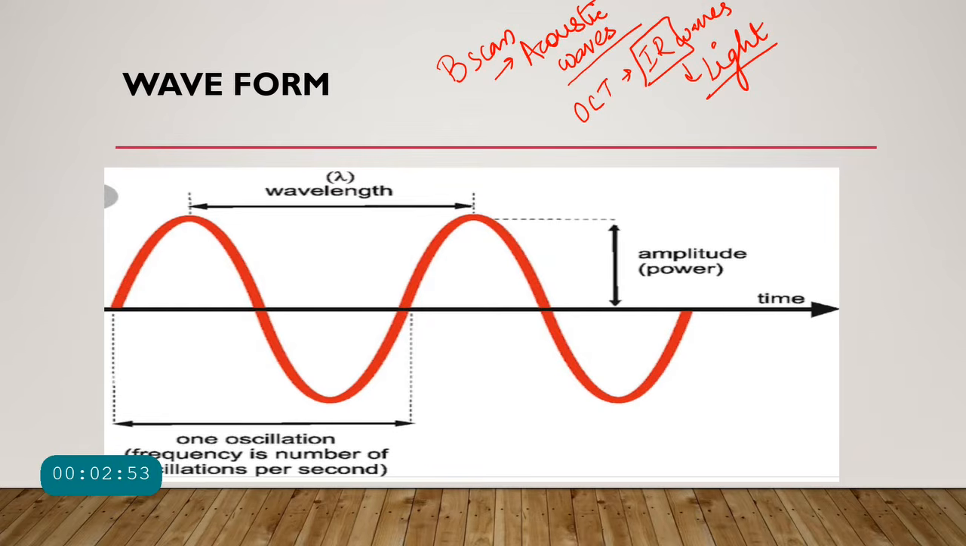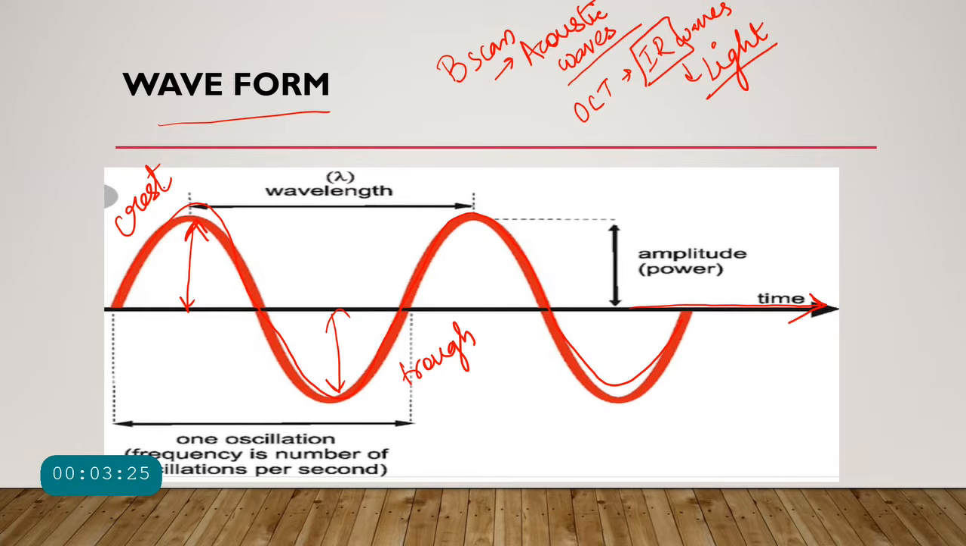Before we understand the OCT technology, let me tell you briefly about the waveform. A particular wave is always made up of certain crests and certain troughs. If you see this waveform, it is in the form of zigzag waves around a horizontal line, which is referred to as a timeline. The positive deflection of this wave from the zero level is called the crest of the wave, and the negative deflection is called the trough of the wave.